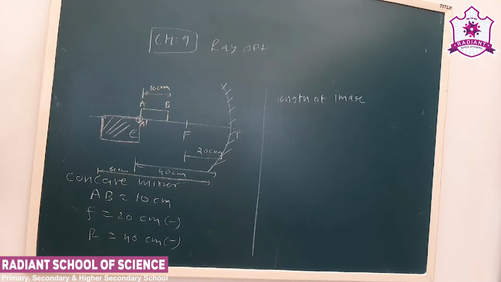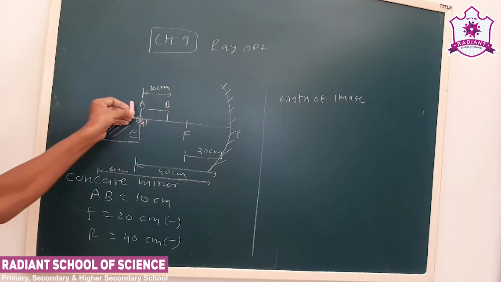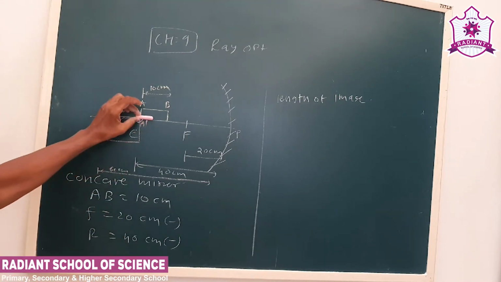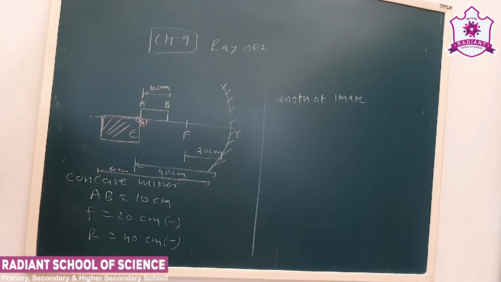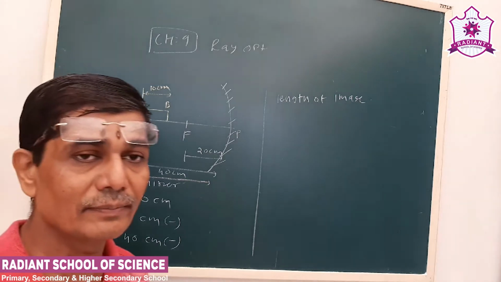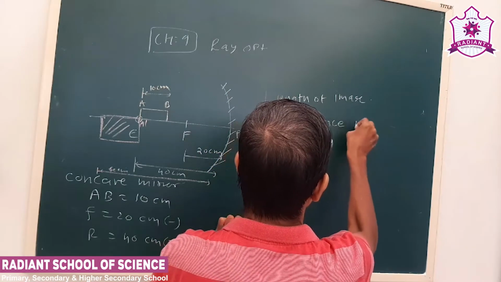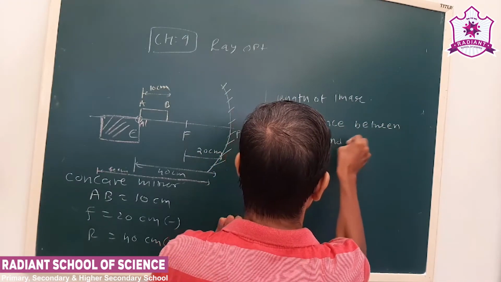Okay, now see the length of the image instead of height of the object. If the object was placed like this, we would have to consider height. But here the object is placed on the principal axis, along the principal axis. That's why we have to say length of the image. It will be the distance between B dash and A dash.